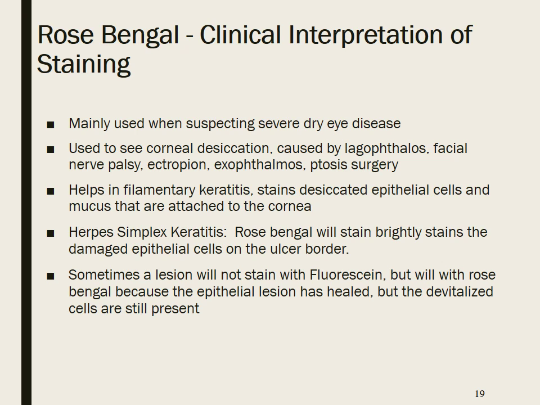Bengal is normally mainly used when suspecting severe dry eye disease, and sometimes used to see corneal desiccation caused by lagophthalmos, facial nerve palsy, entropion, exophthalmos, and also ptosis surgery. It helps in filamentary keratitis, staining desiccated epithelial cells and mucus that are attached to the cornea. For herpes simplex keratitis, Bengal brightly stains the damaged epithelial cells on the ulcer border, so it's easier to diagnose patients with herpes simplex keratitis.